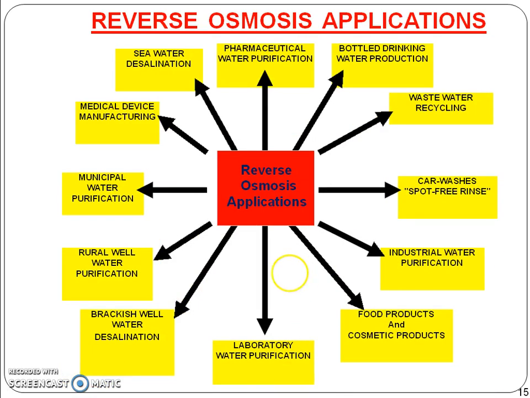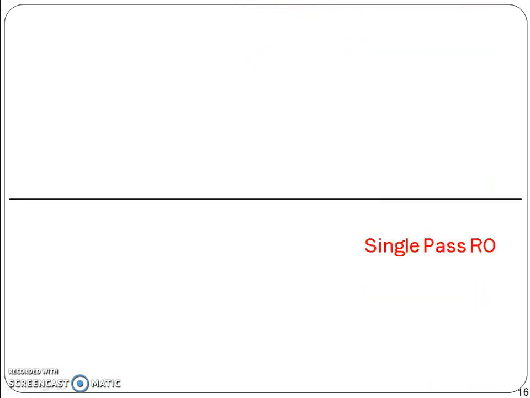Reverse osmosis is used in different areas. It is used for wastewater recycling. It is used in industrial water purification. It is used for food and dairy products. It is used in the laboratory. It is used in municipal water purification. It is used in the medical sector. It is used in the pharmaceutical sector. So the reverse osmosis process is widely used nowadays by the industry.